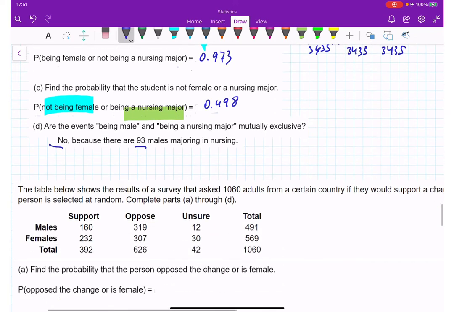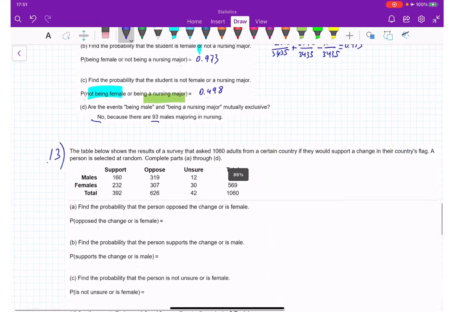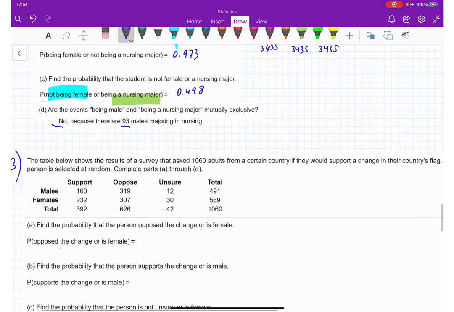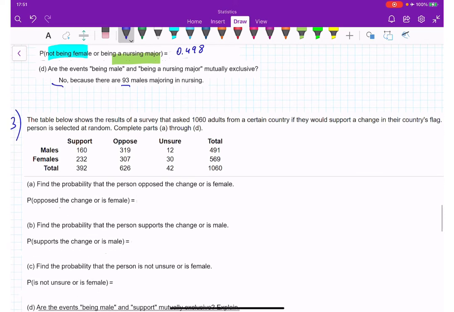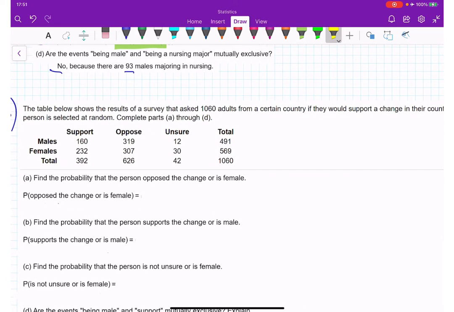Question number 13. So we have a table here, let's go answer questions. This is our grand total. Find the probability that the person opposed the change or is female. So how many people opposed the change? It's going to be 626. Let me write it down.